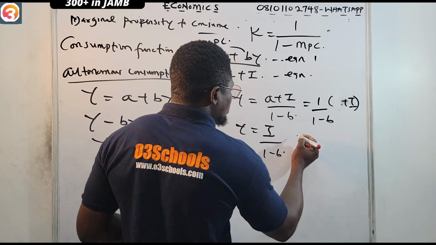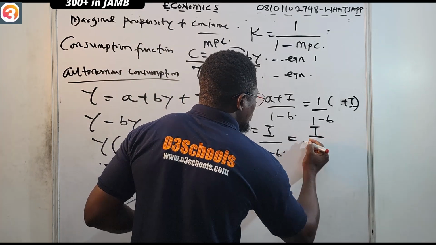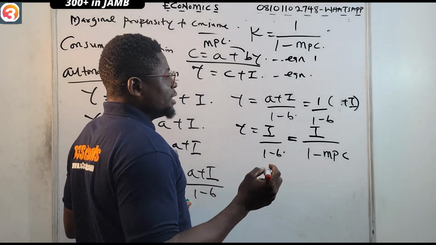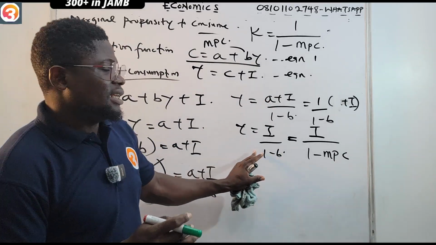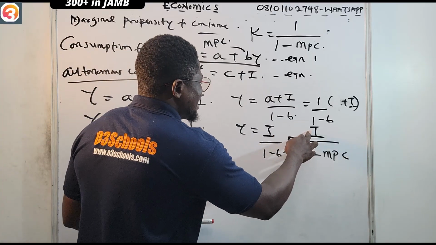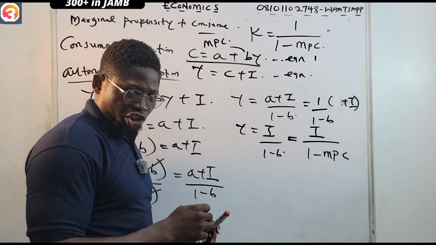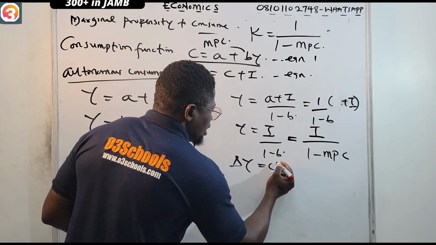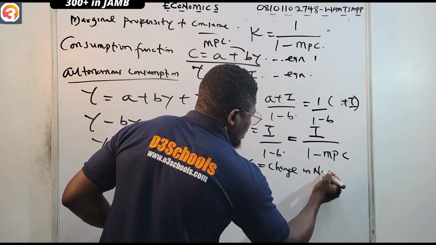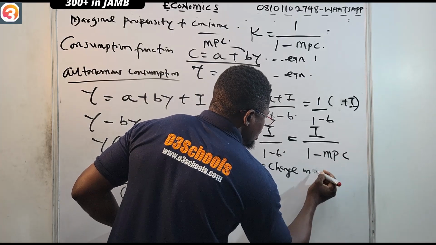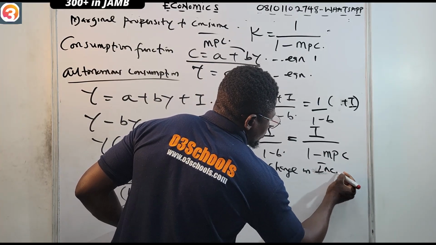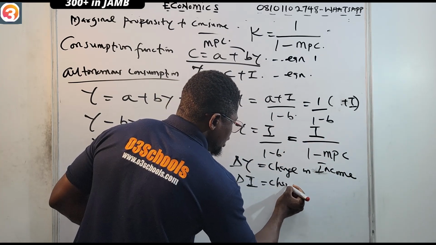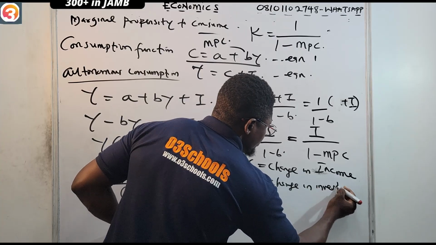B, okay? So it's also equal to what now? I over 1 minus MPC. That's how we arrive at our formula. But when it comes to national income, we look at this investment as change, and our income has changed. So it's defined as what? Change in Y, which is change in income, and also change in investment.